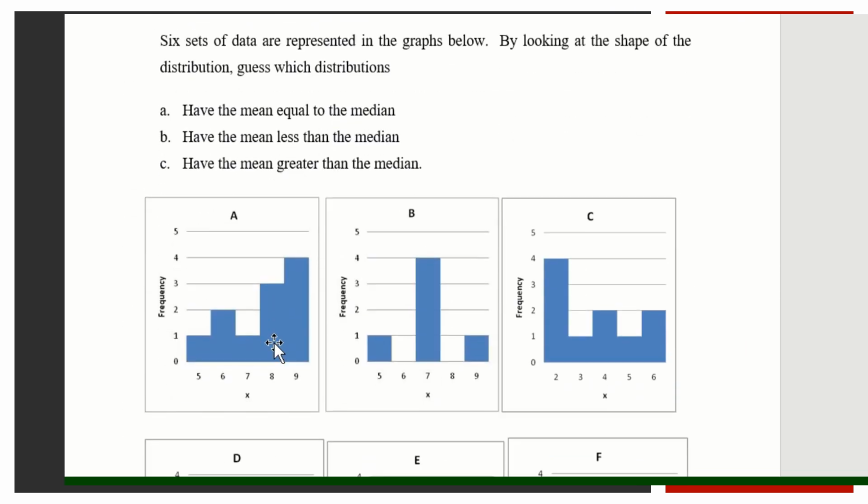So let's look at example 3. Six sets of data are represented in the graphs below. By looking at the shape of the distribution, guess which. When you have the mean equal to the median, what does that tell you? When it is equal, you know it is almost normal, basically almost symmetrical. Now, the mean less than the median.